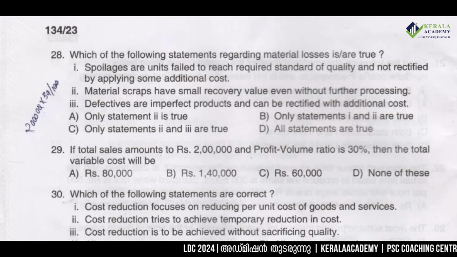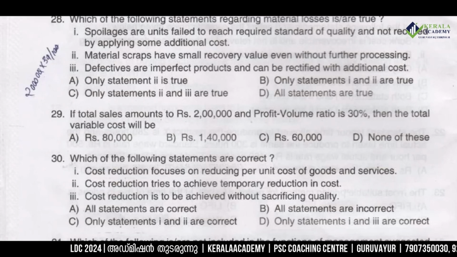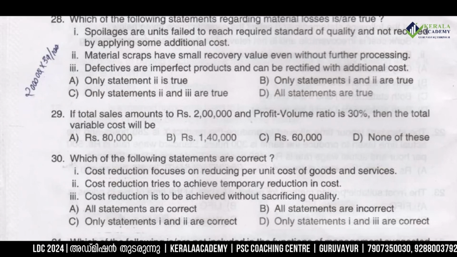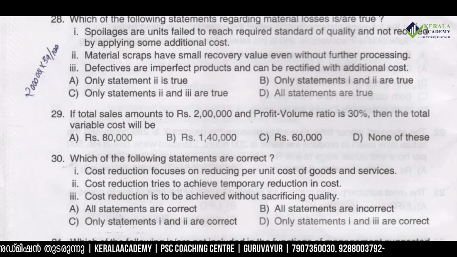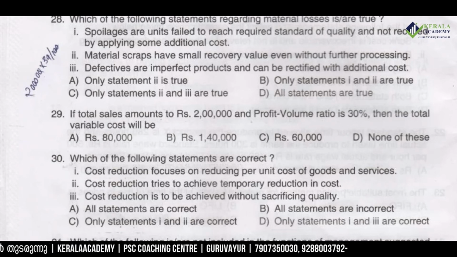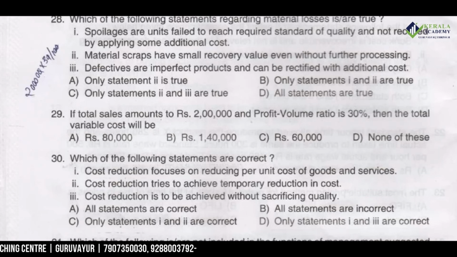Which of the following statements regarding material losses is true? 1. Spoilage are units failed to reach required standard of quality and not rectified by applying some additional cost. 2. Material scraps have small recovery value even without further processing. 3. Defectives are imperfect products and can be rectified with additional cost.